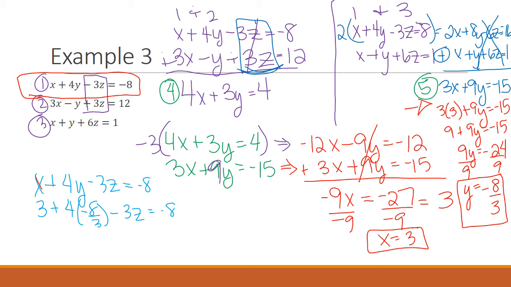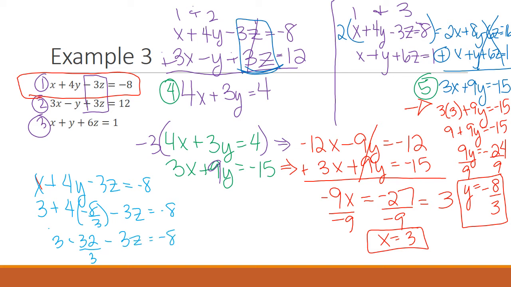So that would be 3 minus 24. Nope, that's 32. 4 times negative 8 is negative 32 over 3. Minus 3z equals negative 8.